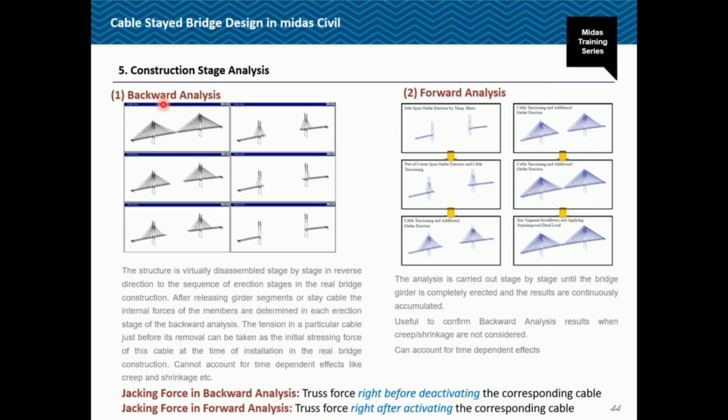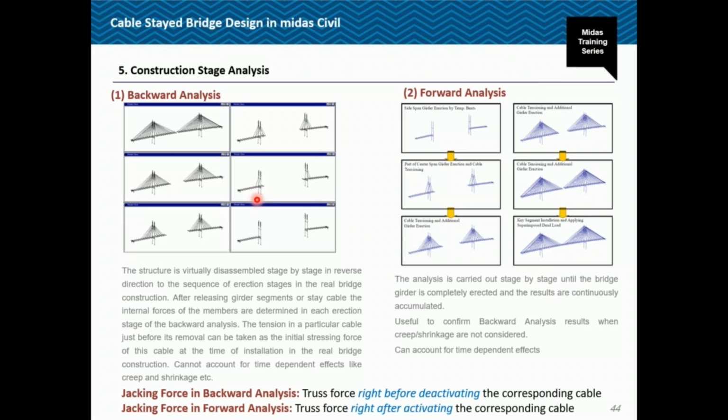The final pretension values and the pretension values in different construction stages will be different. Why? Because each stage is different and each stage is changing, and there are different loads acting in each stage. That's why the pretension values or the erection forces of construction stages are different. So we need to calculate them through construction stage analysis. There are different methods to calculate them in MIDAS Civil.